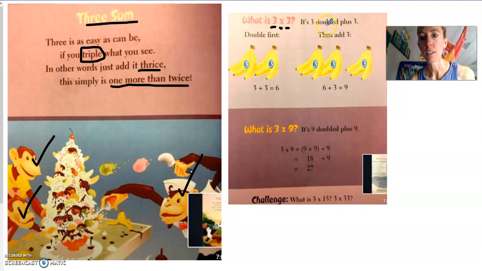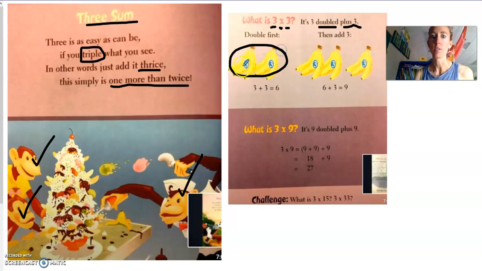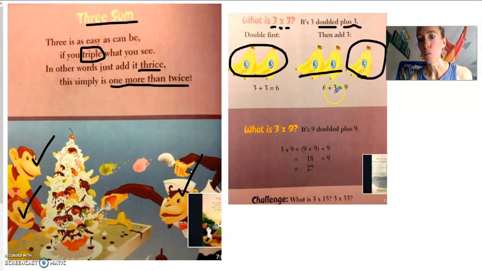Well, that means it's 3 doubled plus another 3. So we double the 3 first, 3 and 3. 3 group of bananas, 3 group of bananas, double that. And then add 1 more set of 3 on. So I have a double and 1 more. So double 3 is 6, plus another 3 is 9.